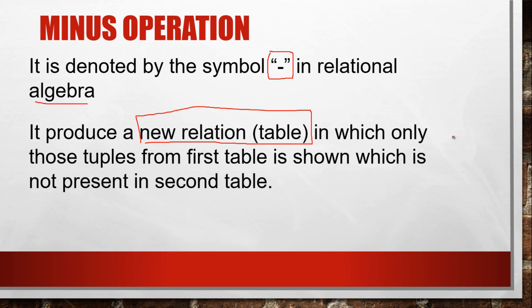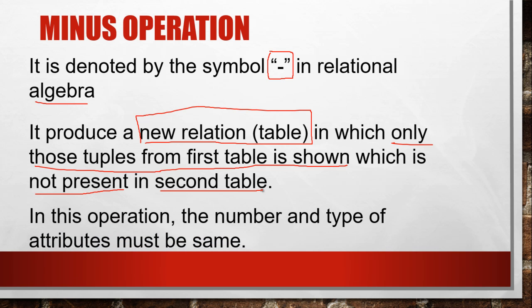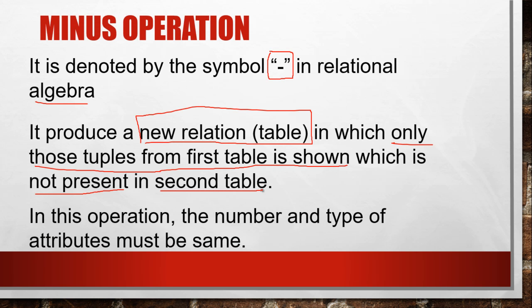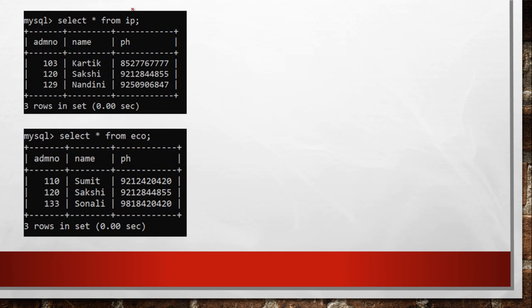in which only those tuples from the first table are shown. It means the records from the first table which are not present in the second table are shown to the user. So it will show the records of the first table except those records which are present in the second table. Also in this operation the number and type of attributes must be the same. Now suppose we have two tables, the IP table and the echo table.